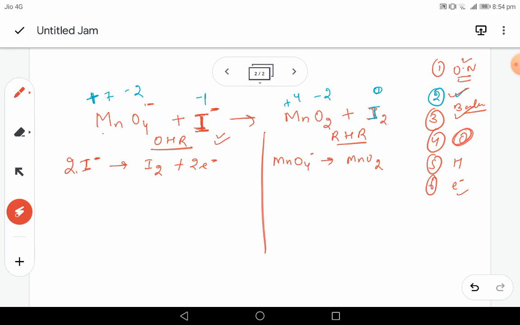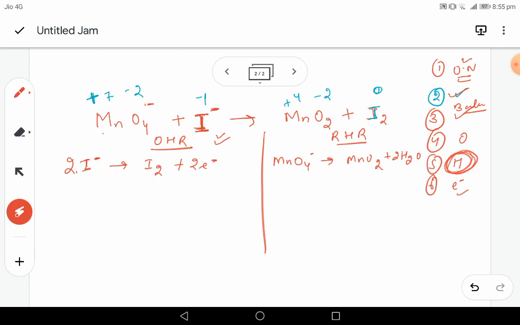Now comes the turn to balance oxygen. How can we balance oxygen? By adding water to the side which is deficient in oxygen. Here I have 4 oxygen and here I am having 2 oxygen. So here we have deficiency. So I will add 2 water molecules onto this side so that oxygen becomes equal. So here I have 4 and here also I have 4 oxygen. I have balanced it. Move on to the next one.